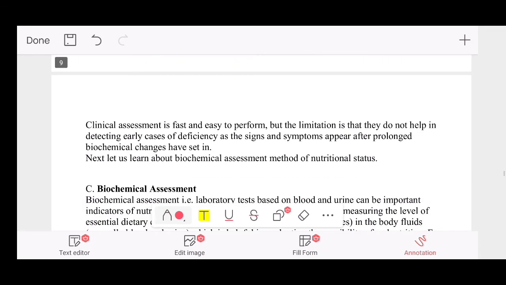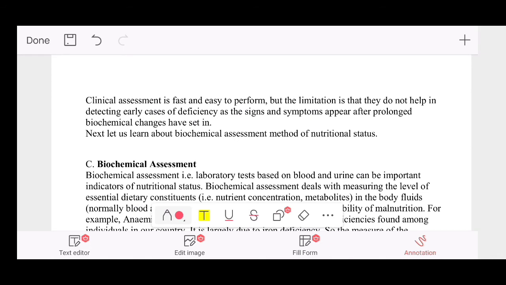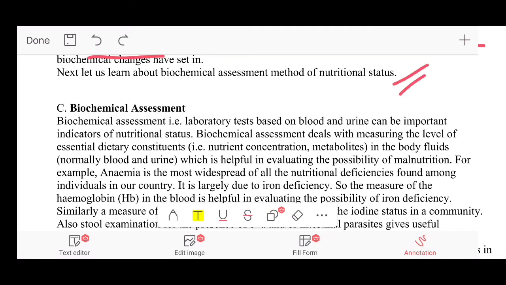So these are the clinical assessments, which are fast and easy to perform, but the limitation is that they do not help in detecting early cases. Means in the early period we cannot detect any problem by this. Okay, so this is for the prolonged period. After this, next is biochemical assessment.